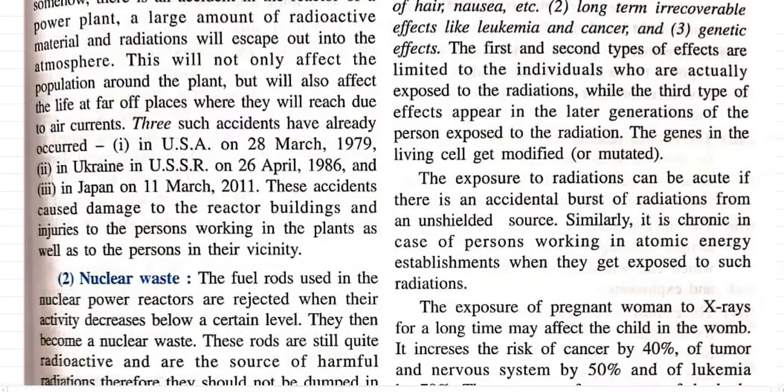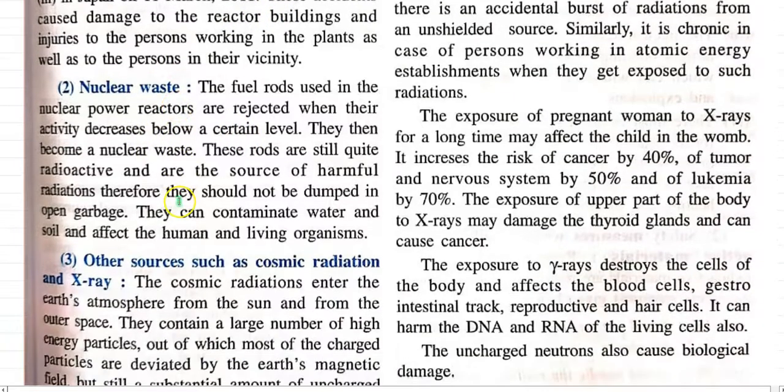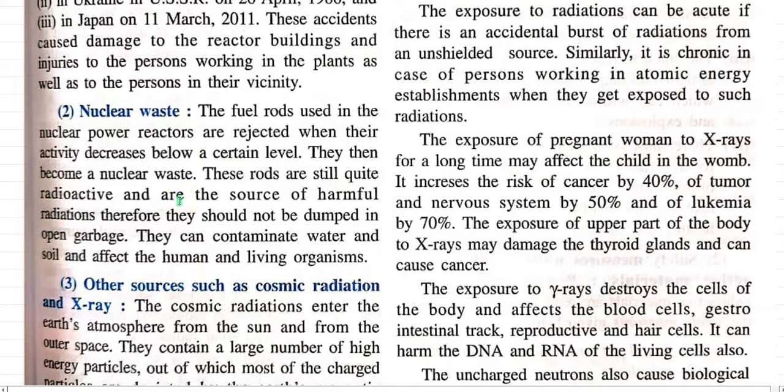Three such accidents have already occurred: in the USA on 28 March 1979, in Ukraine, in the USSR, meaning Chernobyl, on 26 April 1986, and in Japan on 11 March 2011. These accidents caused damage to the reactor buildings and injury to the persons working in the plants. Nuclear wastage. The wastage coming from nuclei is sometimes radioactive. And these radioactive nuclei are very dangerous.